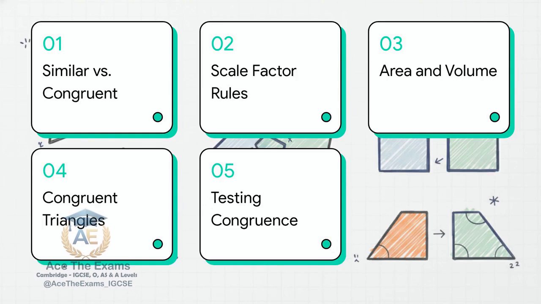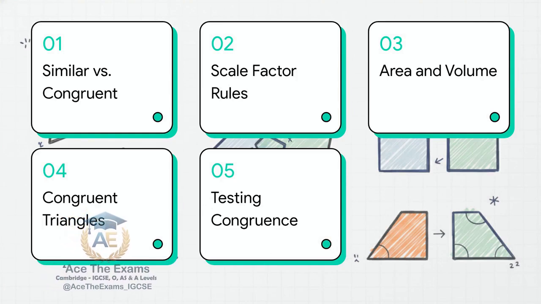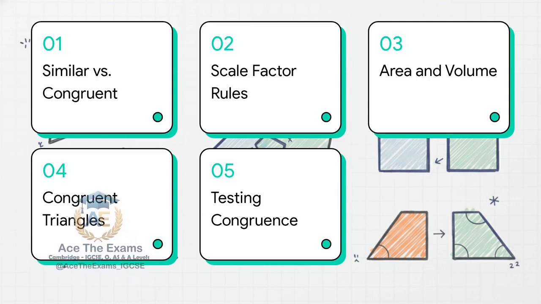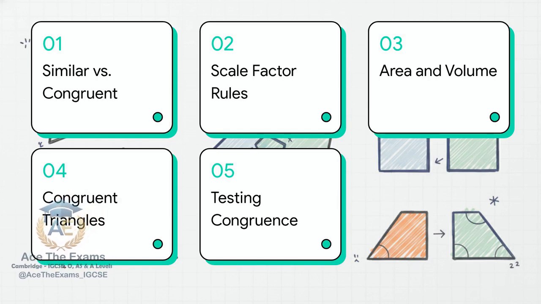Okay, let's take a quick look at our roadmap for today. We're going from basic shape definitions all the way up to testing complex triangles. We've got 5 key areas to hit: similar versus congruent shapes, the scale factor rules, area and volume enlargements, rules for congruent triangles, and finally, testing for congruence. It's a beautifully logical progression, so let's just jump right in.